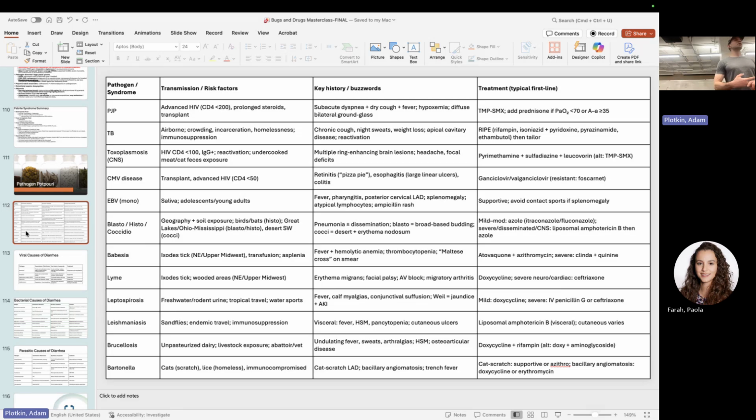Bartonella, and then brucellosis is another one. Brucellosis is a weird one. You have to get it usually from unpasteurized dairy products, and it's quite common in the Middle East. I think that one can cause your cyclical fevers, your arthralgias, osteoarthritis. For cat scratch and brucellosis, doxycycline tends to be a great option.